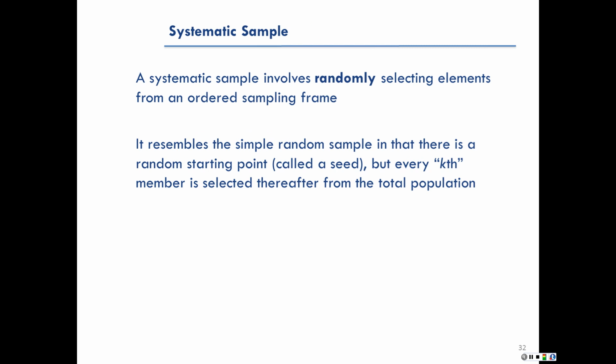Okay, so a systematic sample is similar to a simple random sample. It involves randomly selecting elements from an ordered sampling frame. The difference is that you have a random starting point called a seed. You could generate that seed using that Excel function that I used before. It's going to be just some random number. And then, because your entire population is ordered from 1 to whatever your population size is, you take that seed and then select every kth, which is just to say some number, such as every 10th or every 100th member from the total population, starting with that original random number seed. This is typically how random samples are actually generated.